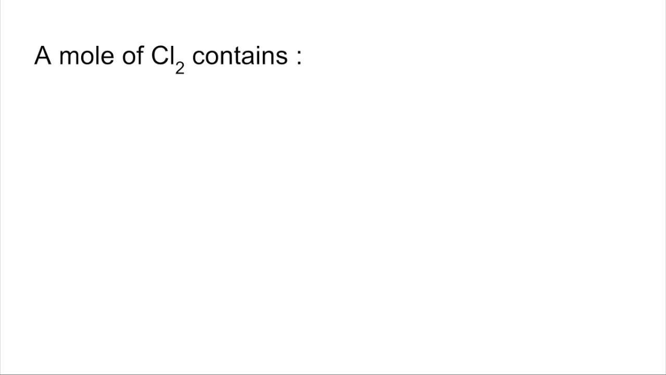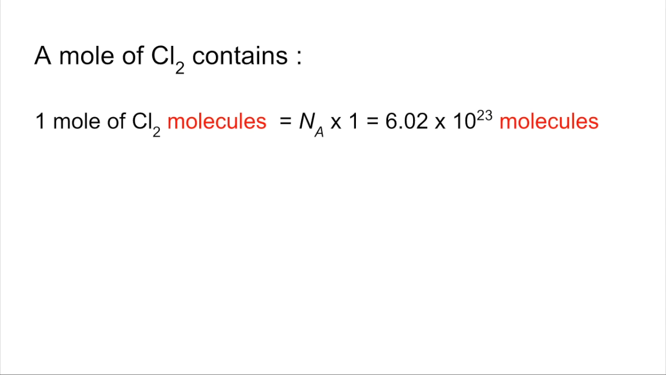So the same question again. A mole of Cl2 contains how many molecules, atoms, protons and electrons? So, if you've got a mole of chlorine molecules, you've actually got 1 times Avogadro's number of molecules, so you've got 6.02 times 10 to the 23 molecules.